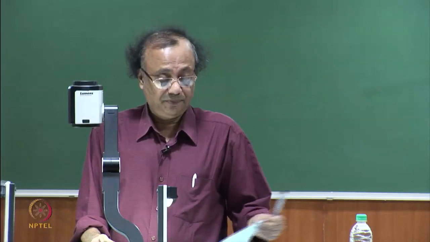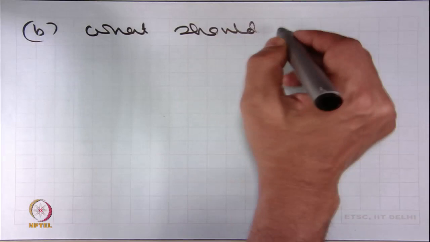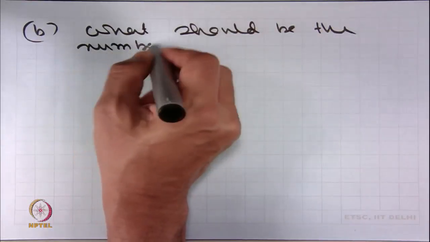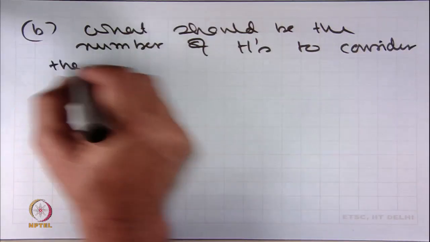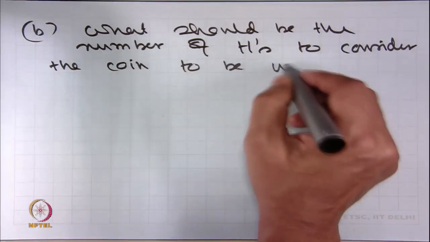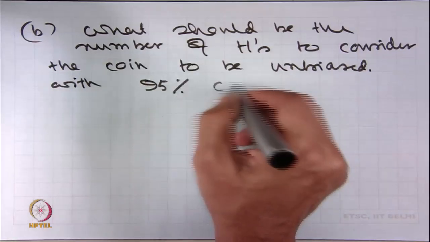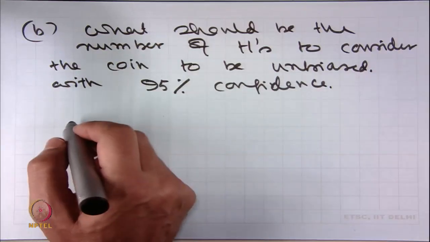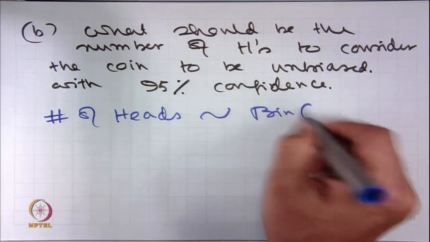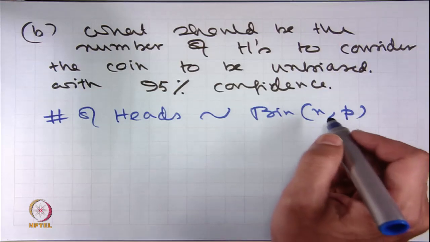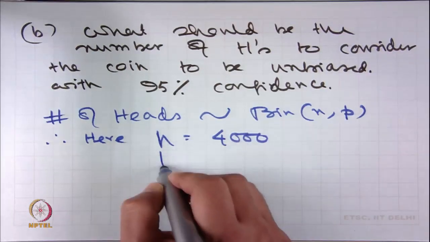The second part of the question, part B, asks what should be the number of heads to consider the coin to be unbiased with 95% confidence. We know the number of heads follows binomial n, p. So, here n is equal to 4000, p is equal to half.